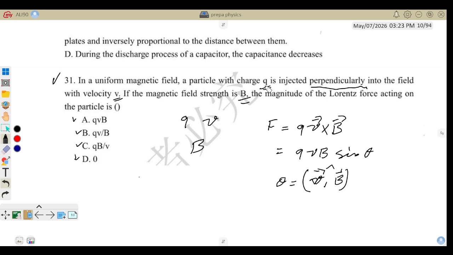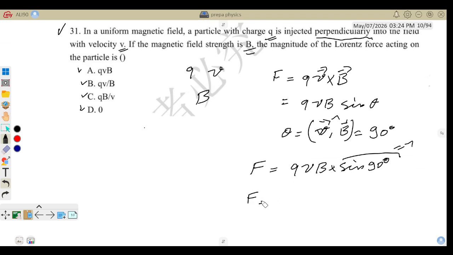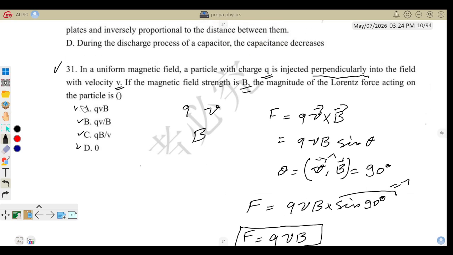What we have here is that the charge is injected perpendicularly into the field. That means the angle here is 90 degrees. So we can write that F would be QVB times the sine of 90 degrees. The sine of 90 degrees, as we all know, is equal to 1. Finally, we can conclude that F would be QVB. This is simply the answer to this question. So A would be chosen as the correct one.